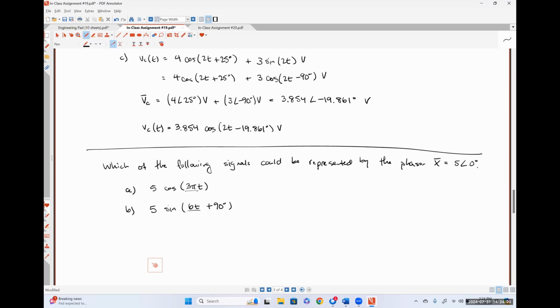So to recap, if we want to convert from the frequency domain back to the time domain, we absolutely have to know what angular frequency we're dealing with. So very, very good question. Any other questions?